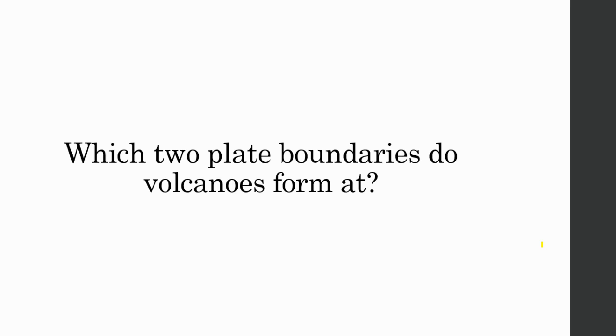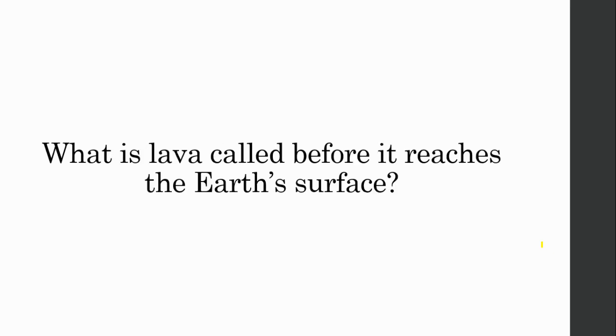So I'm going to have a quick recap. You don't need to write your answers down to this, but you can also if you want. I'd just like you to shout the answer out. Which two plate boundaries do volcanoes form at? Yes, well done. If you said it's convergent and divergent plate boundaries, they do not usually form at transform plate boundaries. Second question. What is lava called before it reaches the Earth's surface? Excellent. It's called magma. So molten rock under the ground is magma, and above the ground it is lava.